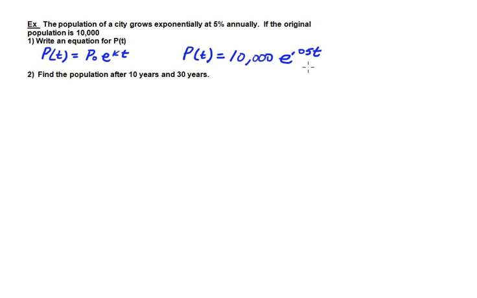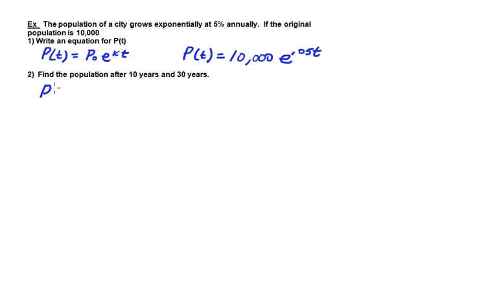times t. And we can substitute various values for t in order to find the population at various times, in this case in years. So the second part of the problem asks us to find the population first after 10 years and then after 30. So now we can use this specific equation to plug in values for t.